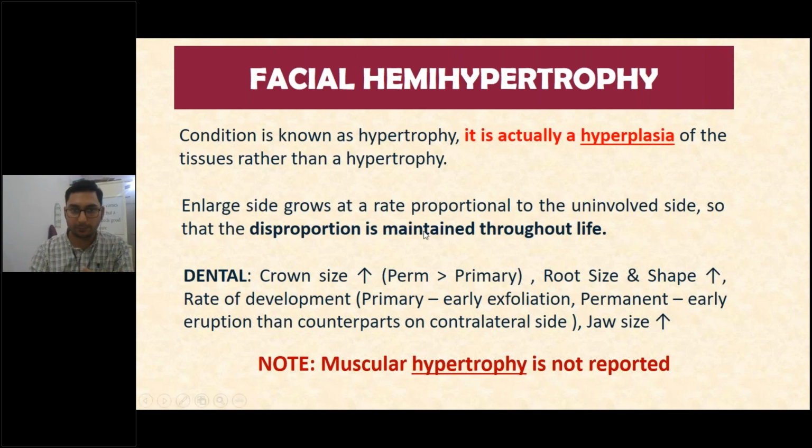What you need to remember is proportion is maintained and it is not hypertrophy, it is hyperplasia, right? But the most important point of this topic is muscles are not affected. There is no muscular hypertrophy noted on that side. It is the soft tissues, it is the bones which grow, it is not the muscle, right? So muscles are spared in facial hemihypertrophy. That is the most important point of this topic, right? So that is hemihypertrophy.